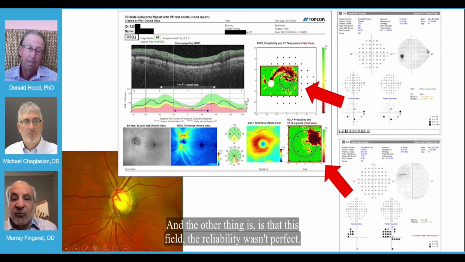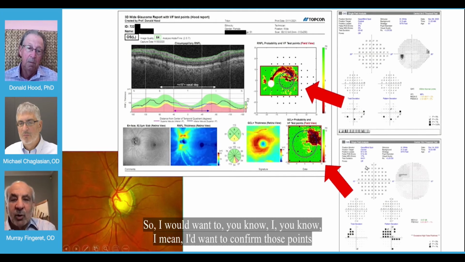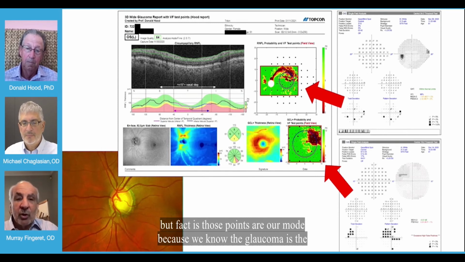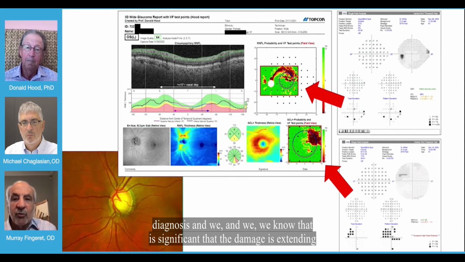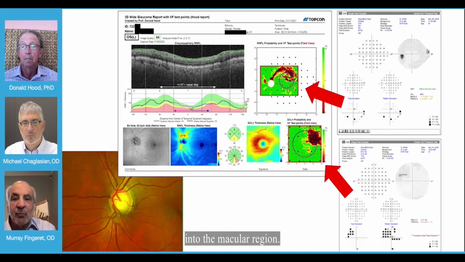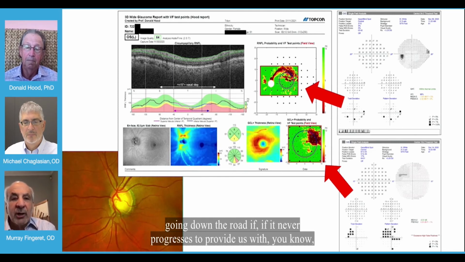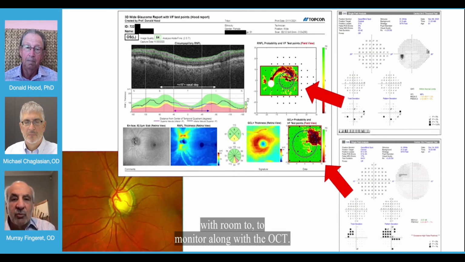And the other thing is that this field, the reliability wasn't perfect. So I'd want to confirm those points anyway. Hopefully, the individual gets to be a better test taker. But the fact is, those points are moot because we know glaucoma is the diagnosis, and we know the damage is extending into the macular region, and we need to reduce this eye pressure significantly either way. So the field would be, to me in this case, more useful going down the road, if it ever progresses, to provide us with room to monitor along with the OCT.